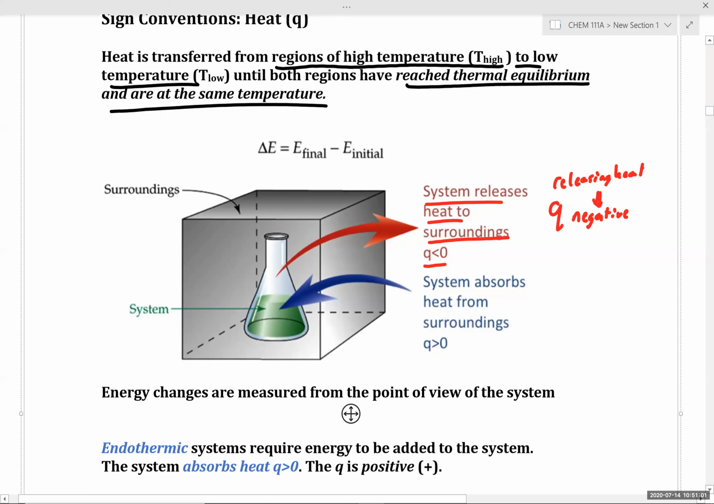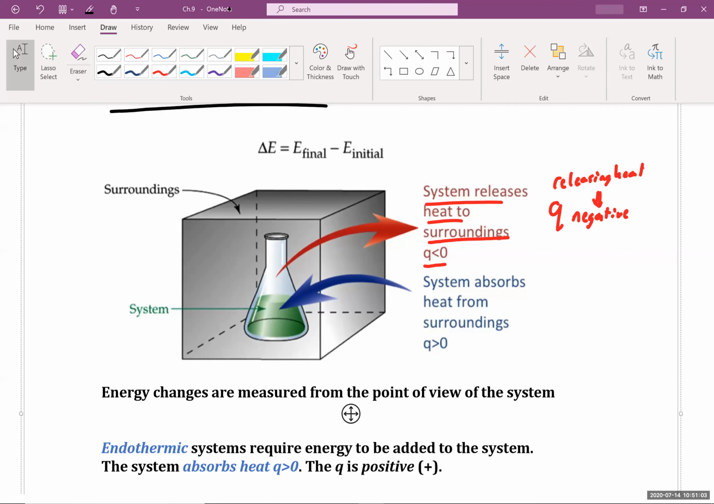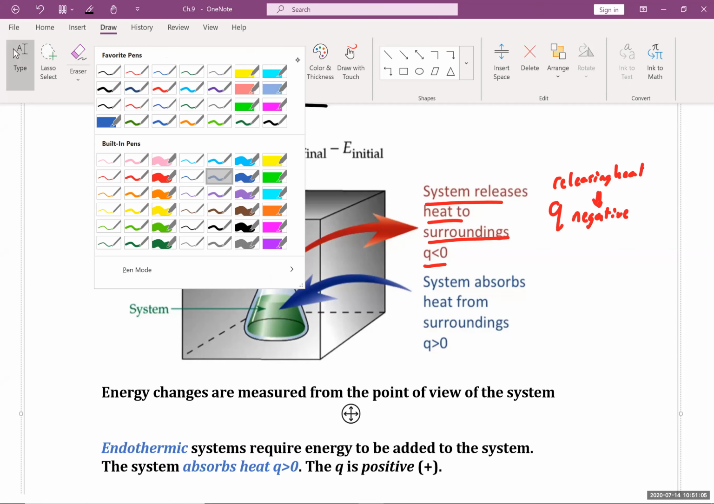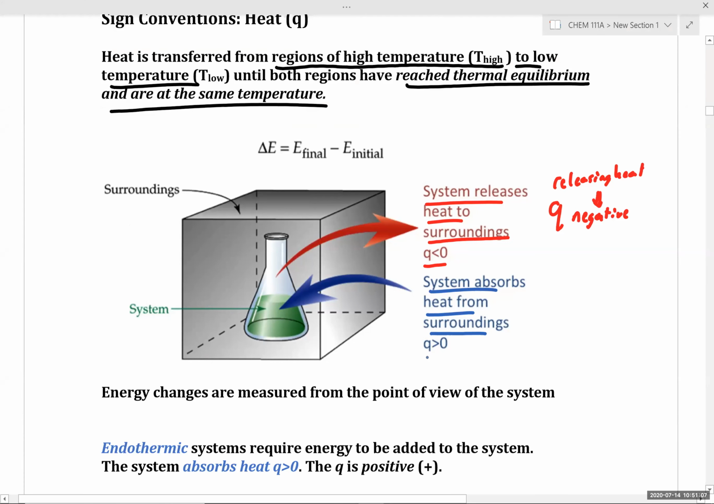If we're absorbing heat from the surroundings, Q is going to be greater than 0. So again, if we're absorbing heat, then Q is positive.